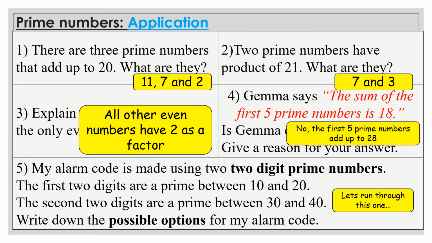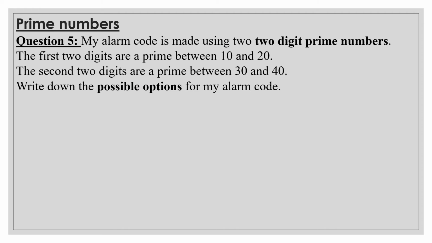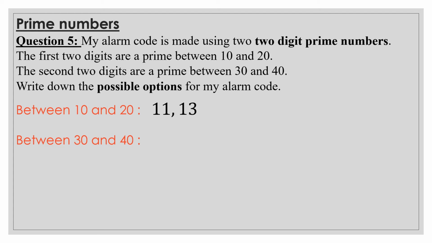So let's run through that and see how to answer that question if you did get a bit stuck. My alarm code is made using two-digit prime numbers. The first 2 digits are a prime between 10 and 20. The second 2 digits are a prime between 30 and 40. Write down the possible options for my alarm code. So we've got primes between 10 and 20 and primes between 30 and 40. So it's a good idea to write those down if you know them so that you can use them within the question.